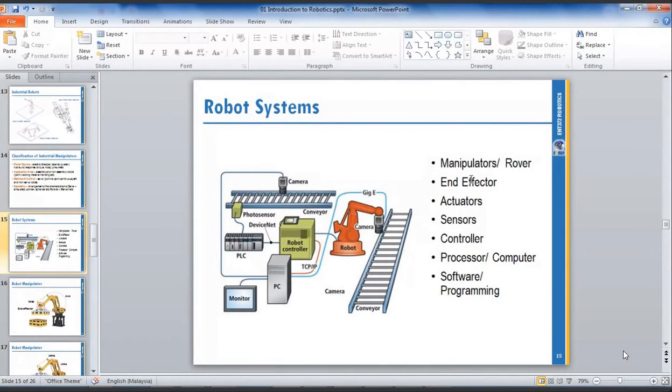End effector, what is end effector? End effector is a gripper of the robot or maybe a welding tip, drill that we attach at the end of the robot arm. At the end of the robot arm we put a tool, so that tool we call end effector. For example, this tool may be a camera, so we put a camera at the end of the robot arm, we call it end effector.